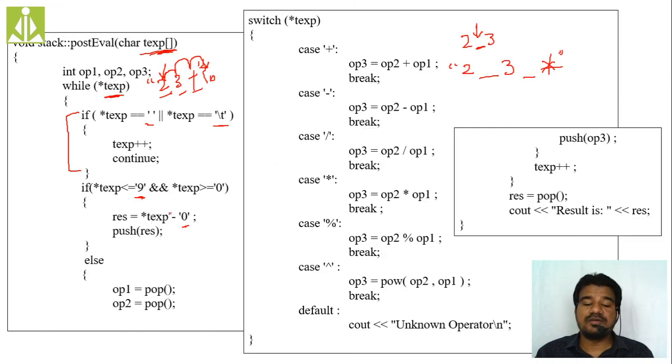The same thing I am doing over here. Whatever operand, whatever character we are receiving over here, in order to convert that character into an integer, we are subtracting '0' from it. That result we are pushing onto the stack, because that is what we have to do. Whenever it is a character equivalent of a digit, you convert it into a numerical value, then push that value onto the stack.